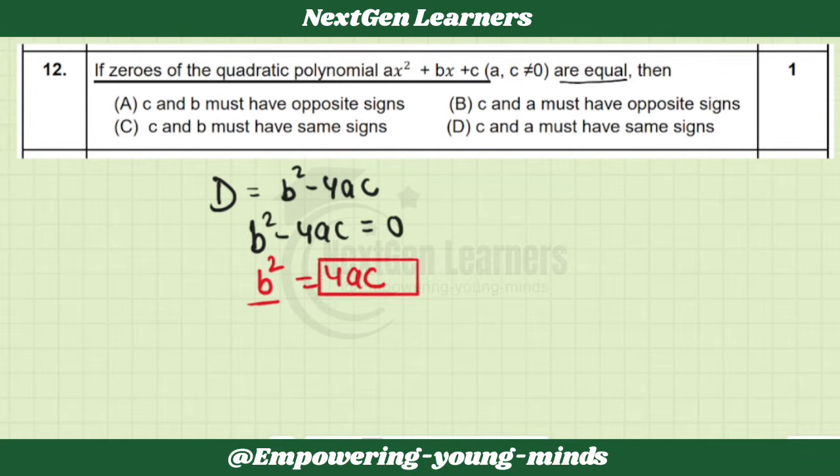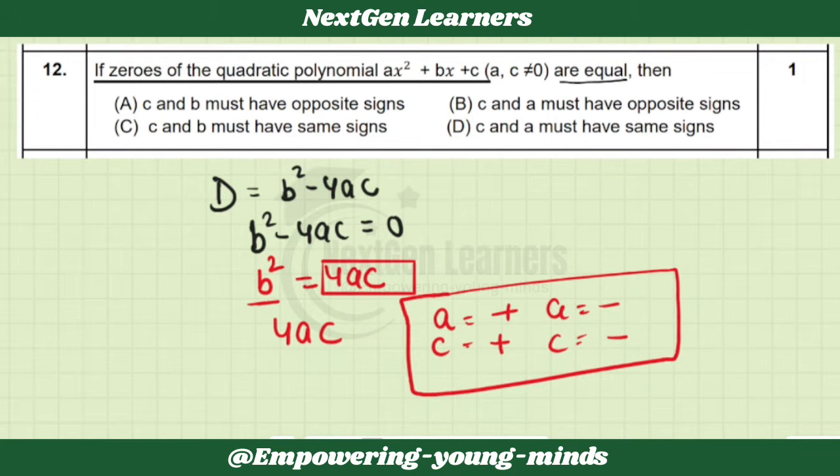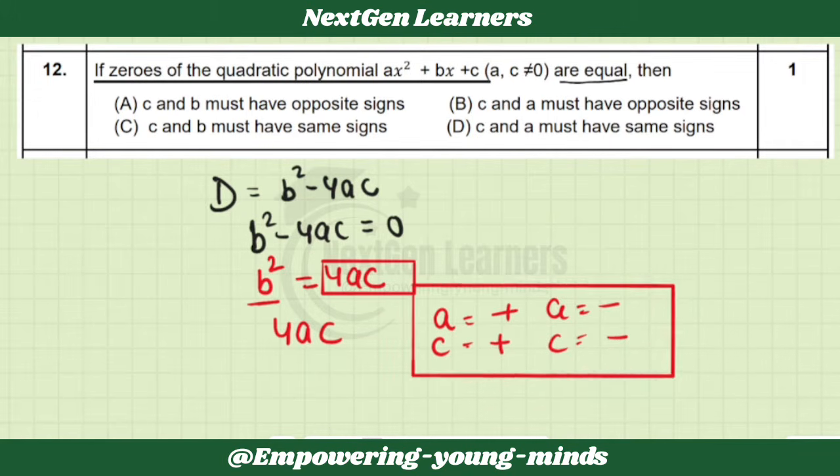So 4ac should not be negative. If 4ac should not be negative, then a and c signs will be either both positive or both negative. Hence only then 4ac should be positive. So a and c must be of the same sign. So here option D should be correct. Now let's move to the next question.